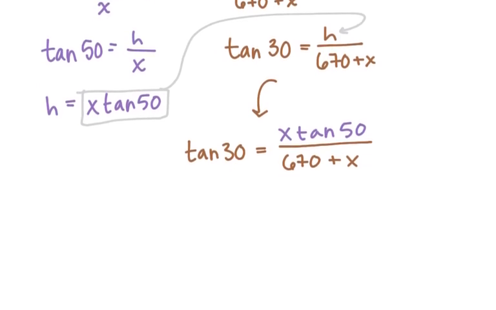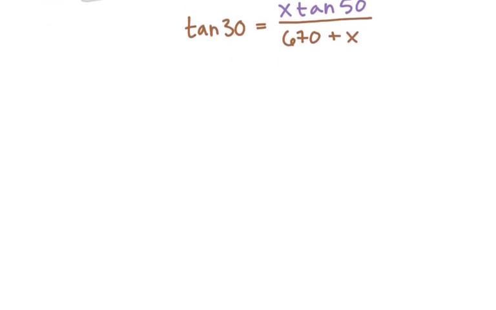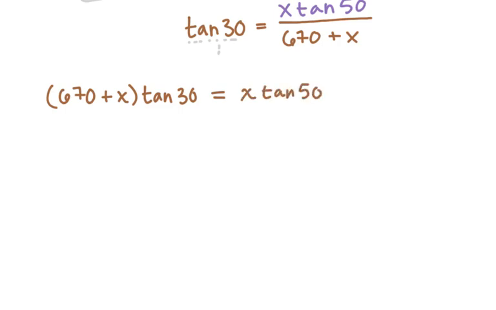So in order for us to do this, I'm going to treat this one equation like a proportion. That tangent 30 is over an invisible 1, and now I can cross multiply. Cross multiplication is going to give me 670 plus x times tangent 30 equals, I would have 1, which I don't need to write, times x tangent 50. Solving for x, I'm going to distribute that tangent 30.